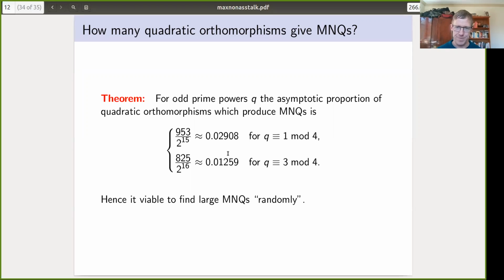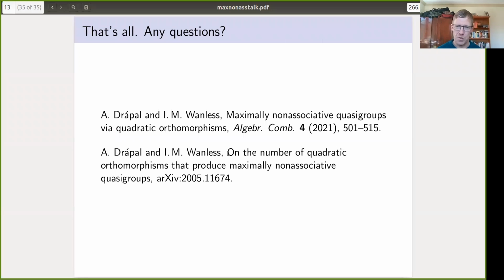Okay, so that's my talk. The first paper, the first theorem is in this paper published in Algebraic Combinatorics, which came out this year, and we have a follow-up on the arXiv that gives that theorem from the previous slide. Okay, that's me done.